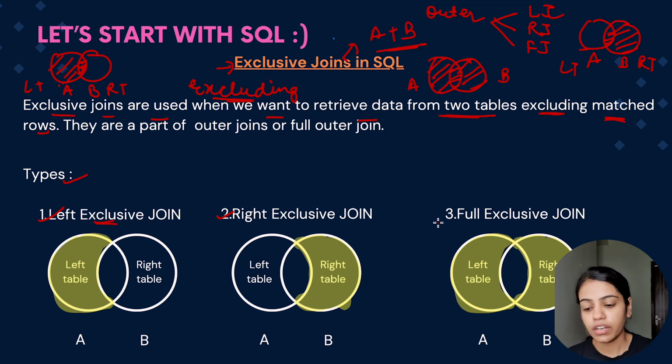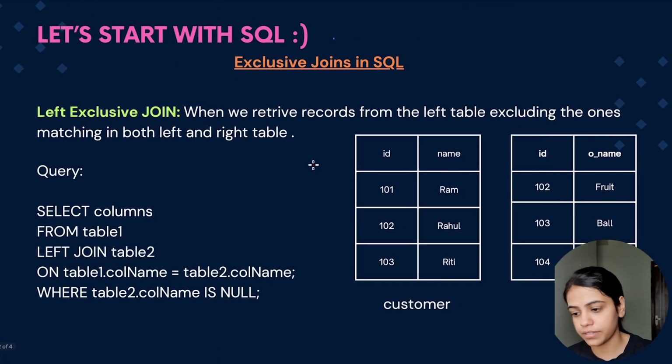Now the full exclusive join is again similar to the full outer join, but in full outer join we used to get all the details of left table, all the details of right table along with the details which is matching between left table and right table, but here we are excluding this particular area. So now let's learn about each and every type of join, and let's see the query which we are using for these exclusive joins. So the very first one is the left exclusive join.